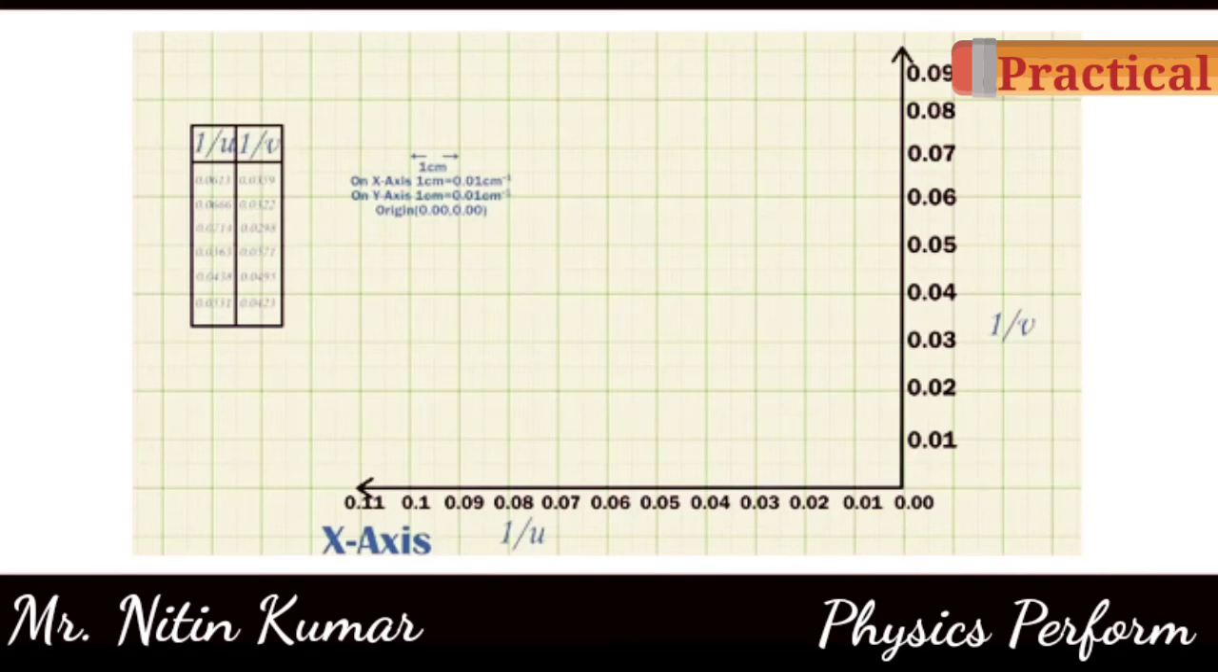Now, let us plot the points on the graph. Join all the points. As you can see, the graph comes out to be a straight line. The line cuts both axes at an angle of 45 degrees, making equal intercepts OP and OQ. OP is equal to 0.092, OQ is equal to 0.092.